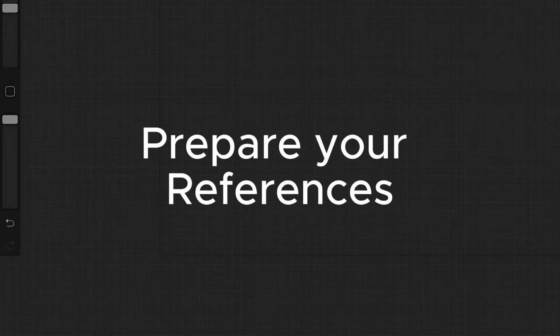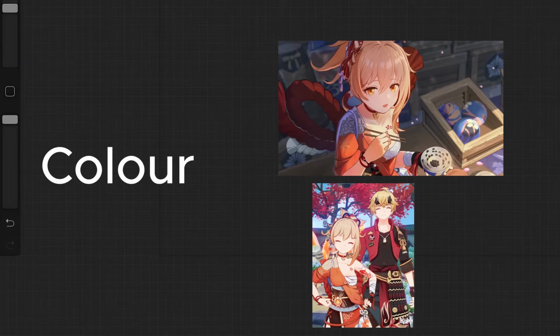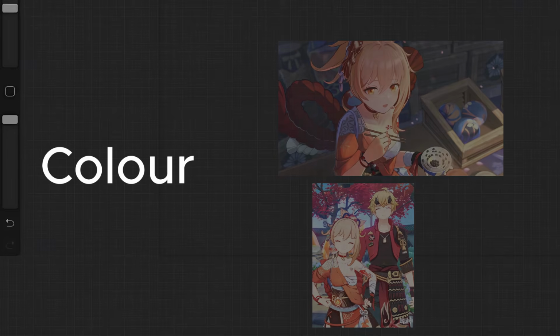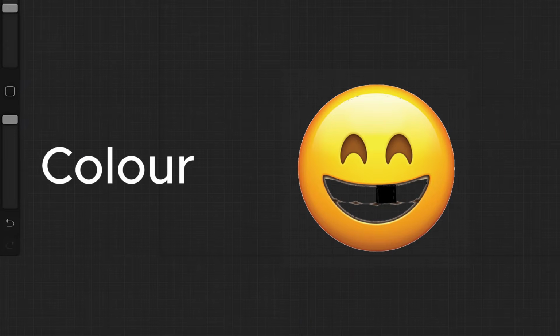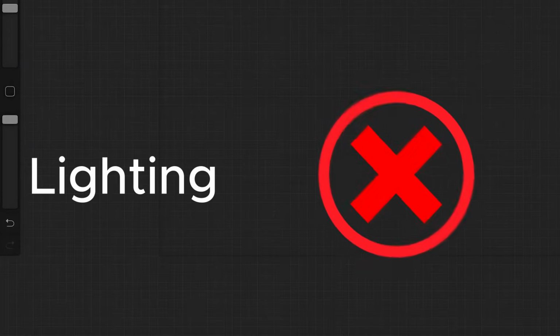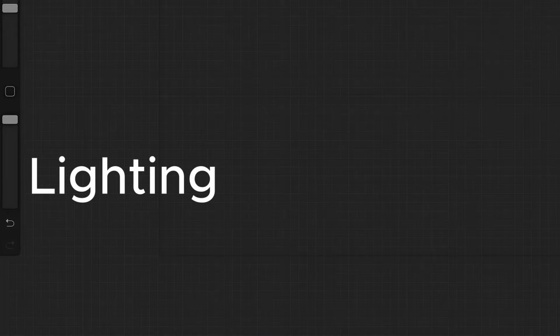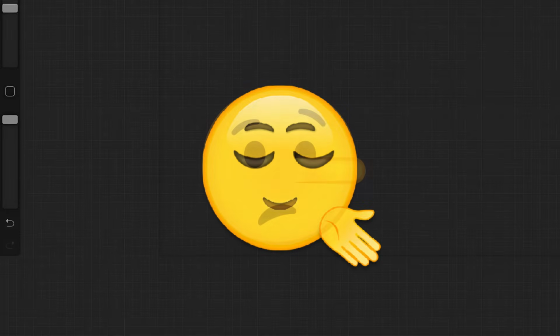First off, prepare your references. Three main things you should get: pose, color, and lighting. For pose, just make one yourself, or search for the pose you like. For color, we can use the official artwork color palette to steal from, or you're going to steal from another artist if you're being naughty. Okay. For lighting, it's a bit tricky because it's too specific. So in my case, I need to think about how the light would look. But that's what makes it fun, because it's challenging.